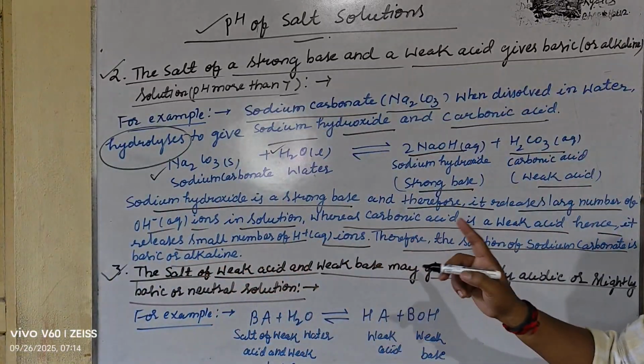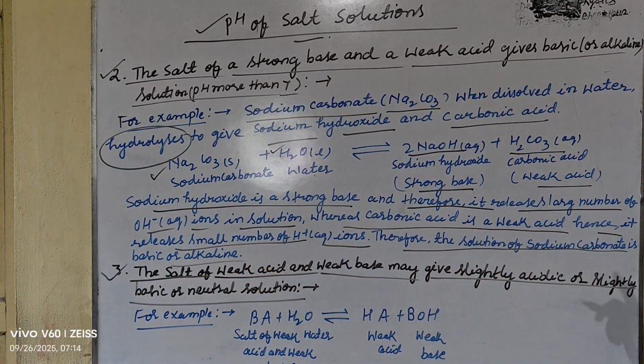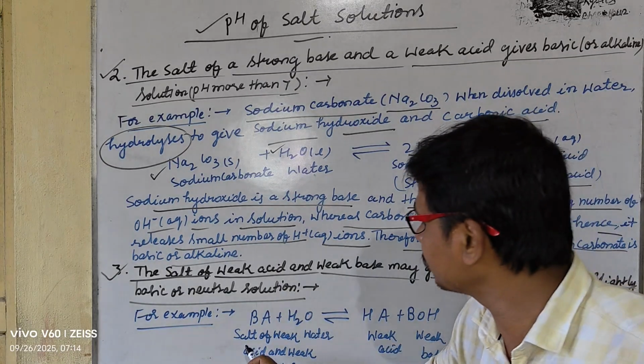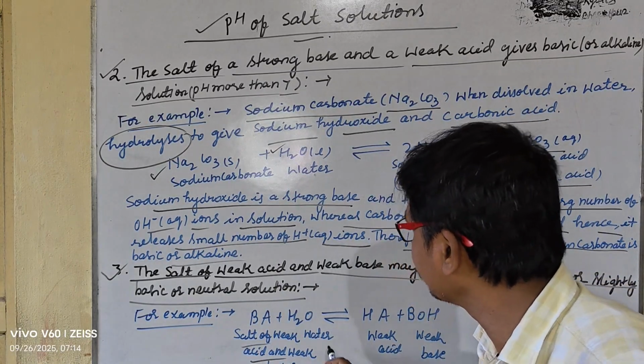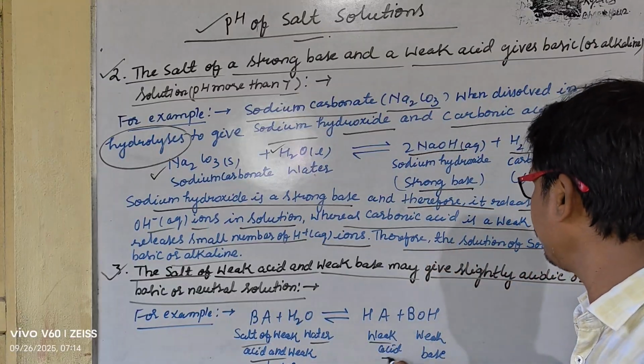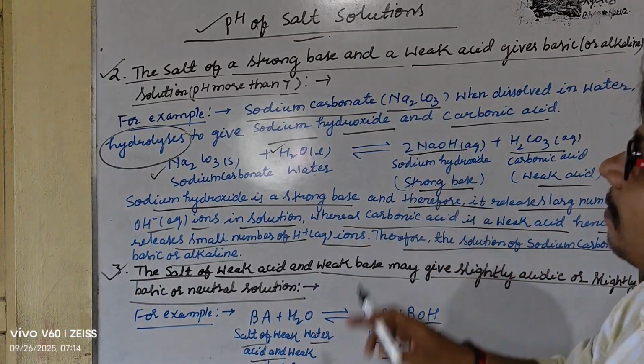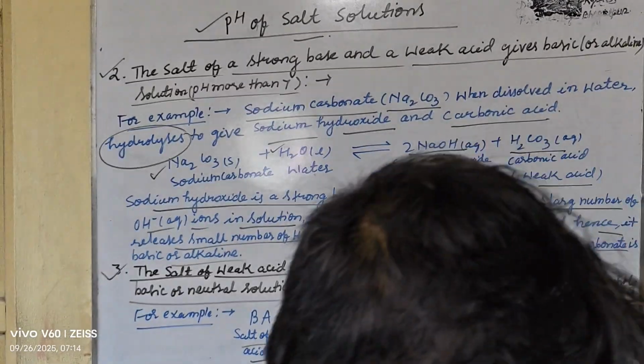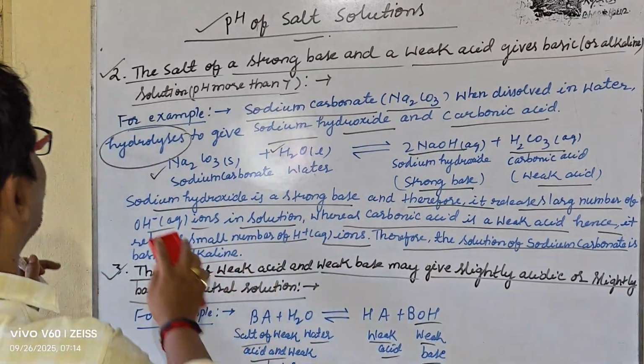The next one is the salt of a weak acid and a weak base, which may give a slightly acidic, slightly basic or neutral solution. This is all about the second and third. I will give you the explanation of the third one.